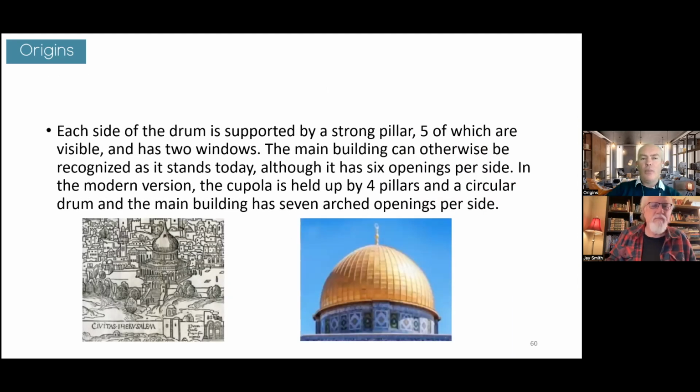Each side of the drum is supported by a strong pillar, 5 of which are visible, and has 2 windows. The main building can otherwise be recognized as it stands today, although it has 6 openings per side. In the modern version, the cupola is held by 4 pillars and a circular drum, and the main building has 7 arched openings per side. So what we're looking at today is a very different drum and supporting structure from what it was in the 15th century, depicted here. Okay.